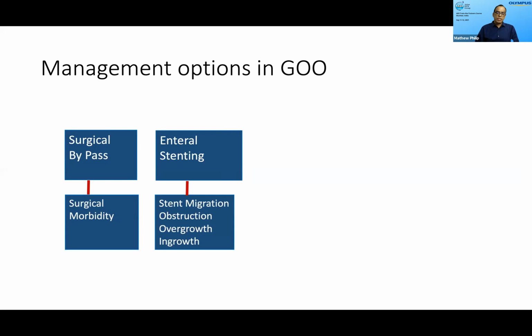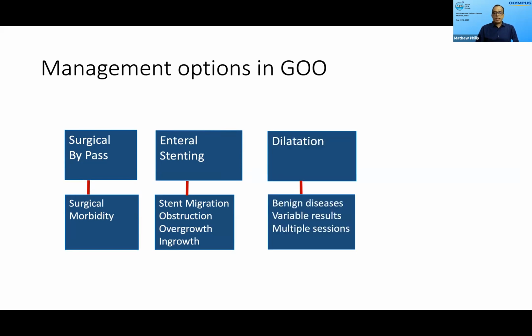It's a nice option in those patients with less survival or a short duration of survival. But the problems with enteral stenting are stent migration, obstruction, overgrowth, and ingrowth of tumor. These are all negative points. Dilatation is done only in benign diseases, has variable results, and multiple sessions are required.